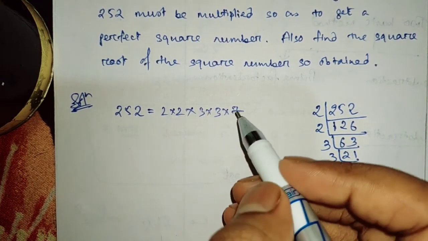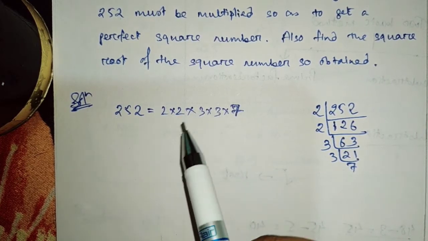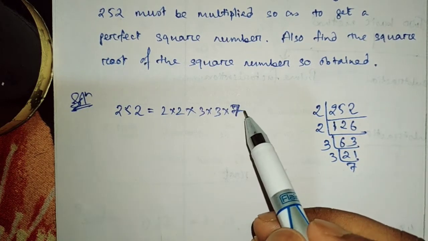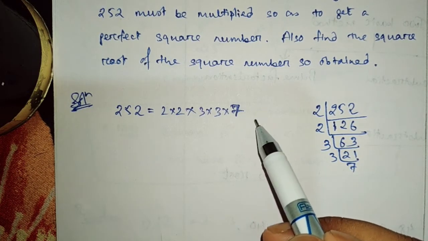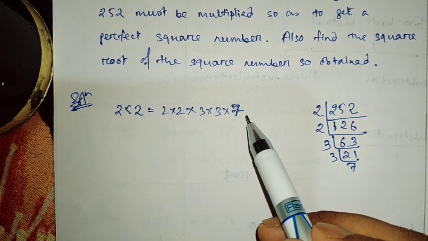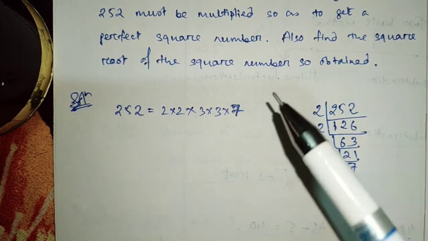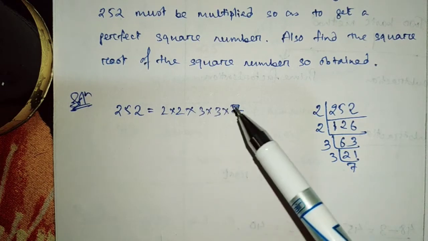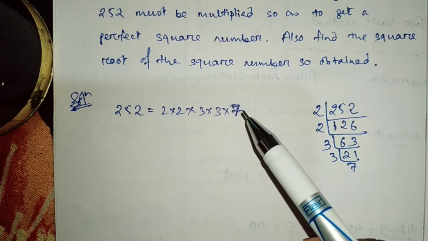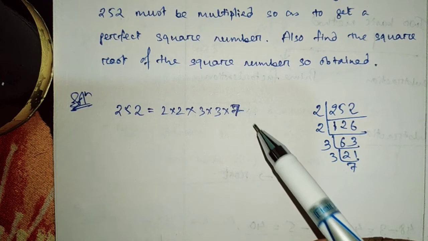Okay, since we can see that 252 is the product of a pair of 2, a pair of 3 and 7. Clearly if we have one more 7 over here, this would have been a square number, because in the prime factorization of a square number, we always have these prime numbers in pairs. So if we multiply one more 7 here, we will get a square number.